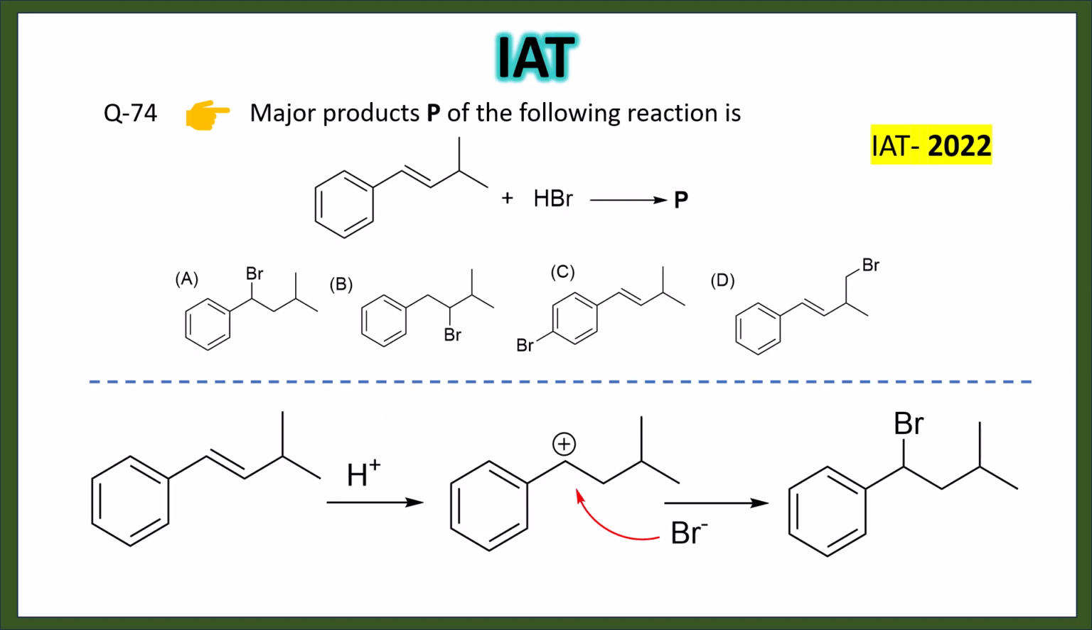Now question number 74. The major product P of the following reaction is, here an unsymmetrical alkene. The reaction happens with first protonation, further this side carbocation is more stable because of resonance. So again bromine attacks and gives this product as the major product.